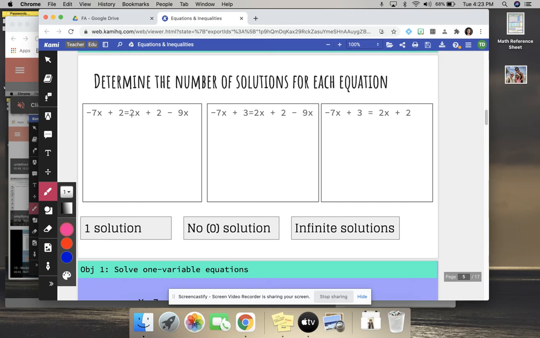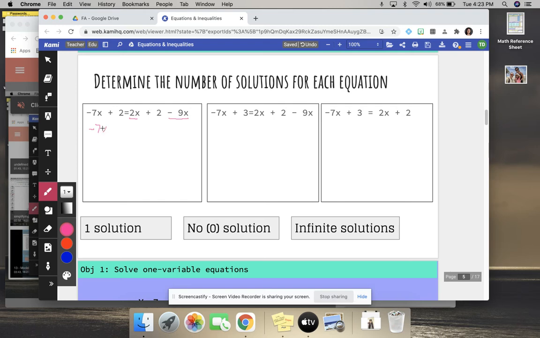So we have these expressions here, and what we're going to do is combine like terms to see where we end up. Right off the bat, I'm looking at the x's, and I'm seeing that I have a negative 7x, a 2x, and a negative 9x. What I can do first is combine the 2x and negative 9x on the right-hand side.